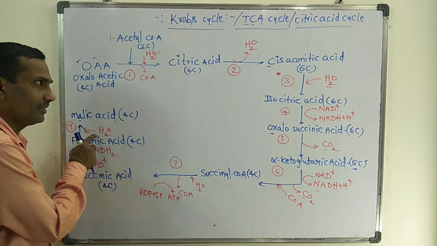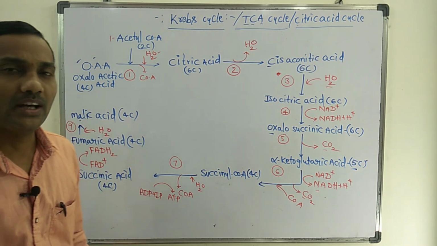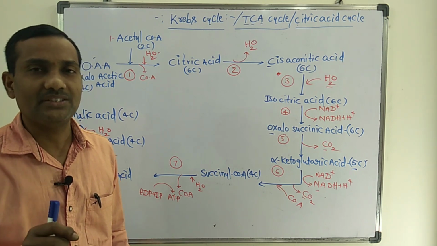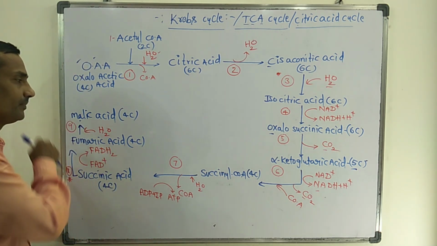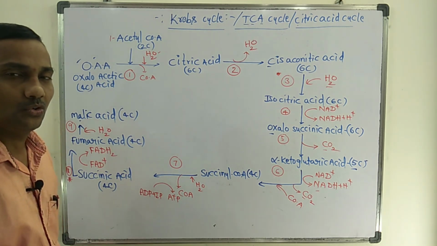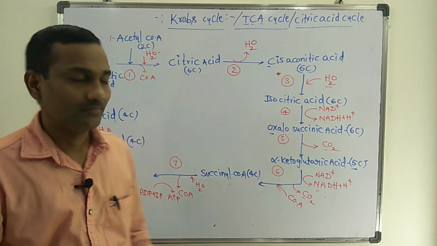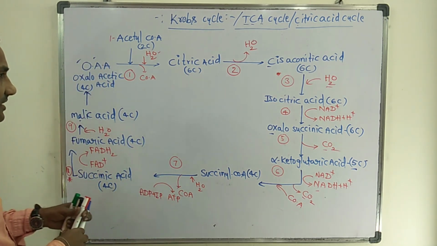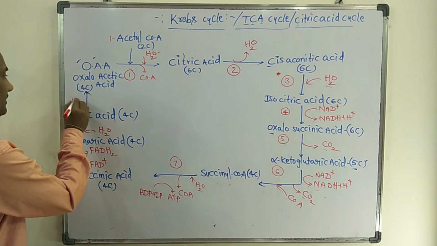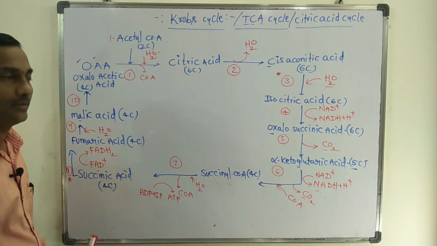One enzyme is involved here, that is fumarase. That enzyme helps in the conversion of fumaric acid to malic acid. In total, as we discussed earlier, 10 steps occur. The last step is the 10th step, and that is oxidation 4.